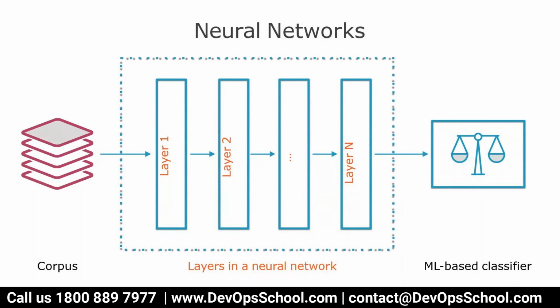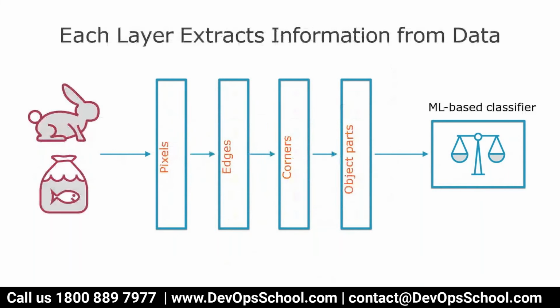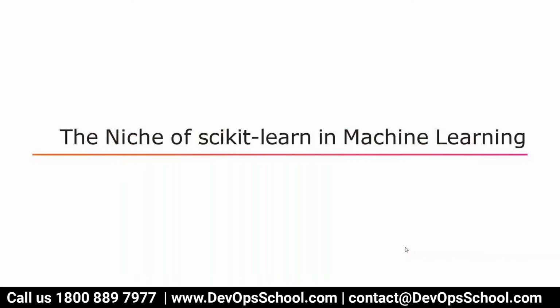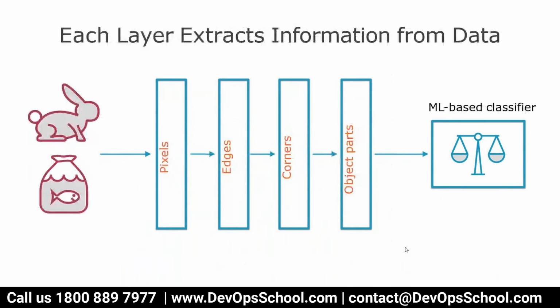So here, in a neural network you have multiple layers, and each layer consists of individual interconnected neurons which are basically learning. These are the square blocks which you see. These are the neurons which are learning and sharing the data with each other. It's like a network of learners. Then based on that, you run some of the traditional models. Each layer extracts information from the data and so on.